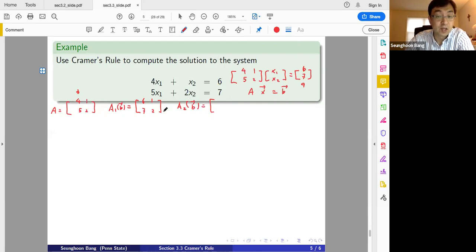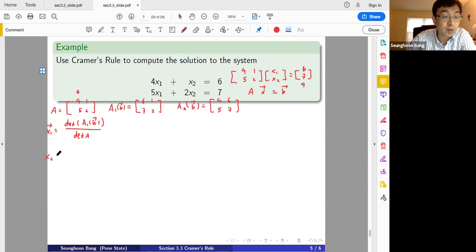So in this case, you can keep the first column, 4, 5. Only replace the second column, 1, 2, by vector B, 6, 7. So like this. Next, you can calculate the determinant of A here. So x1 is the determinant of A1B over the determinant of A.